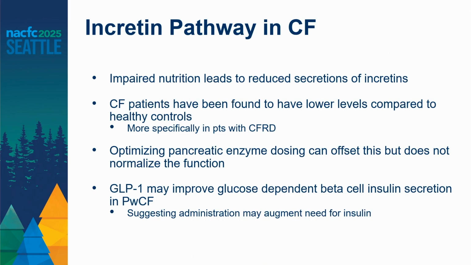The incretin pathway in CF impairs nutrition and leads to reduced secretions of incretins. CF patients have been found to have lower levels compared to healthy controls, more specifically in patients who have cystic fibrosis related diabetes, which makes sense because you would think the pancreas has lost its function. Optimizing pancreatic enzyme dosing can sometimes help. That was the original push, right? Everybody was trying to get everybody on PERT, or pancreatic enzyme replacement therapy, and if you did that, then you might be able to help the patient overall.